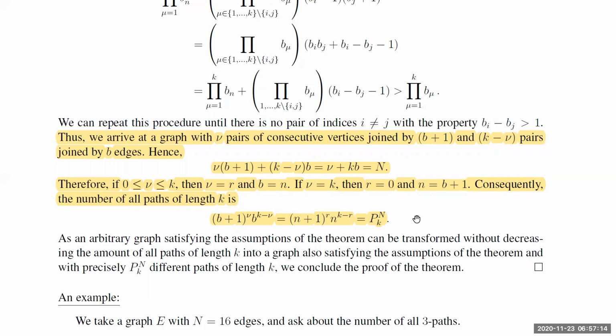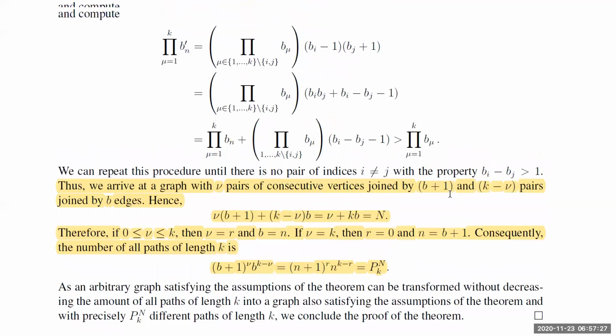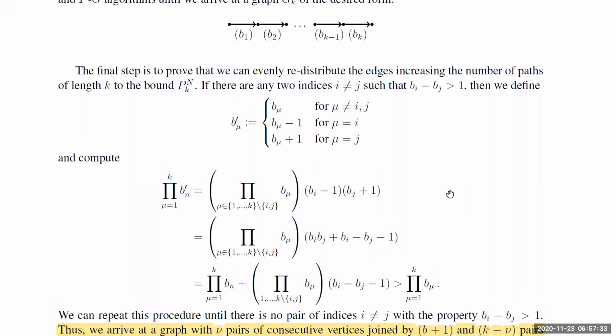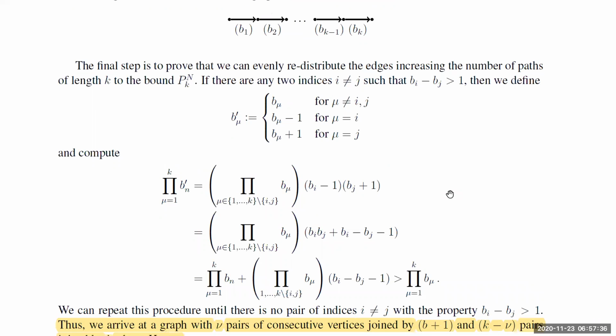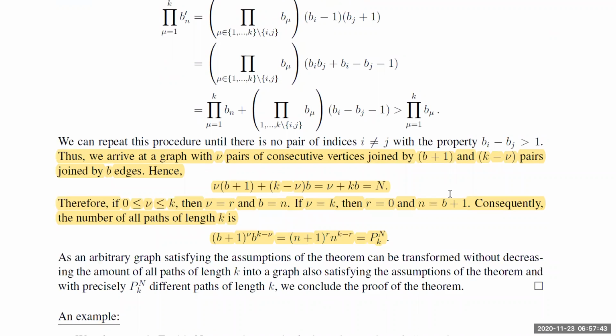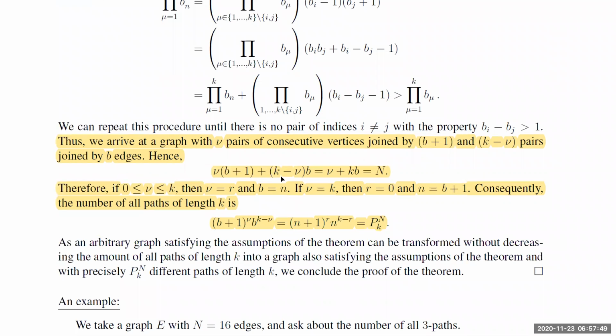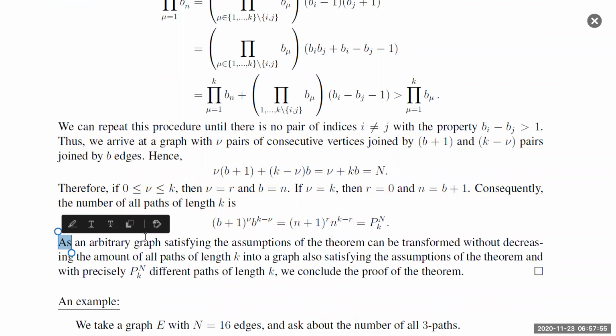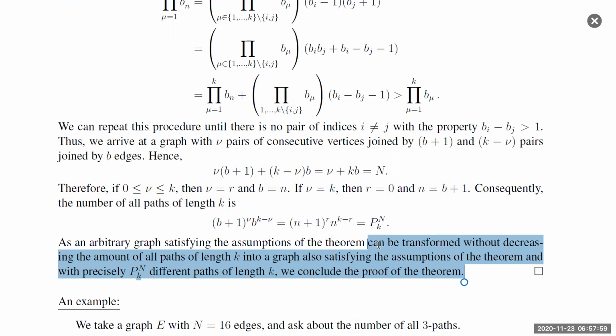We proved that in this graph, by this Robin Hood procedure, we strictly increase the number of paths of length k to obtain the bound. Because the graph now, with this distribution of edges between consecutive vertices, has the property that the number of all paths of length k is exactly the number in the theorem, p and k. So we constructed the graph which achieves this bound. And this is the final punchline, which I really like. Let me see if I can highlight it. Yes.